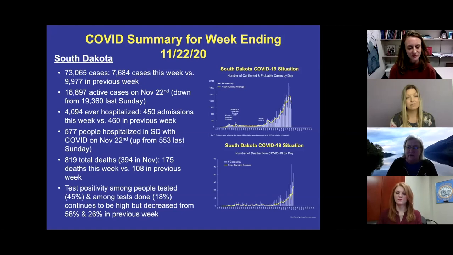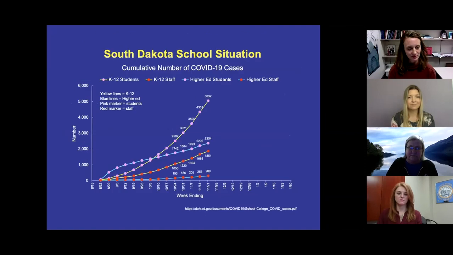394 of these have been in the month of November, and 175 of them occurred in the past week, compared to 108 in the previous week. Test positivity also has decreased. This past week, it's 45% among people tested and 18% among tests done. But it is heading in the right direction, which is a good sign.